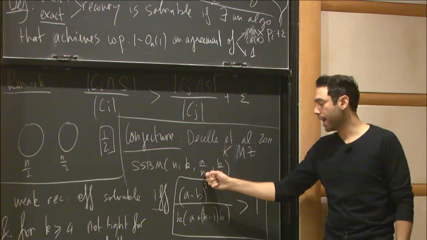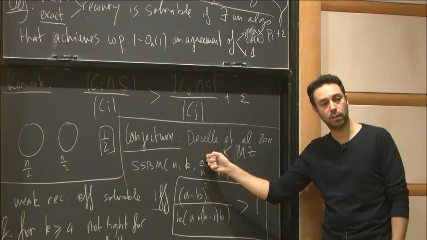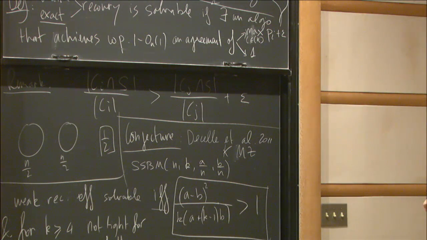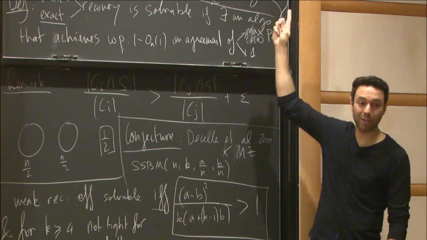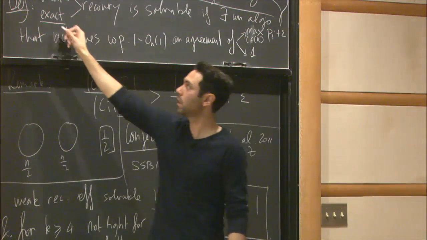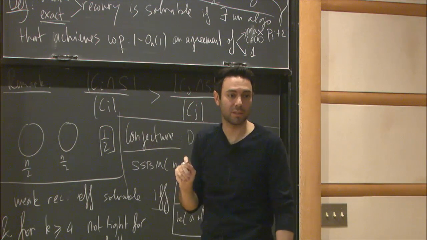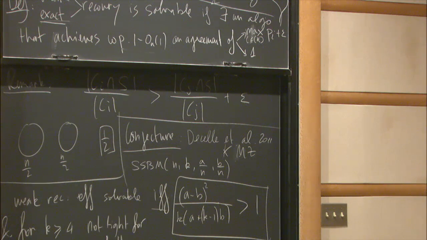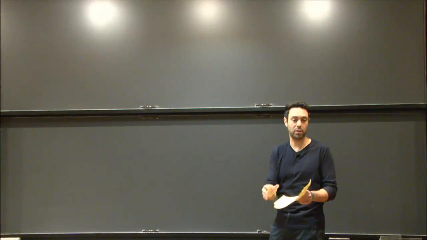No, n goes to infinity. A is a constant and b is a constant. A over n is a constant. If capital A and capital B are constant, then we can always solve exact recovery, as long as it's not the same constant. So that's going to be a very easy regime if you have that much intensity.